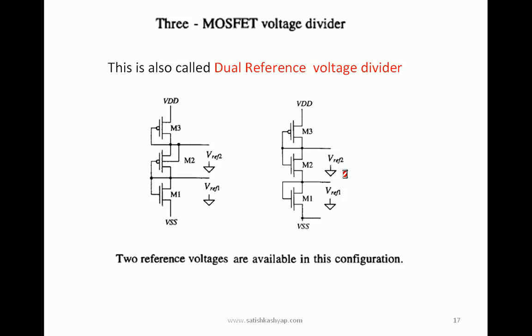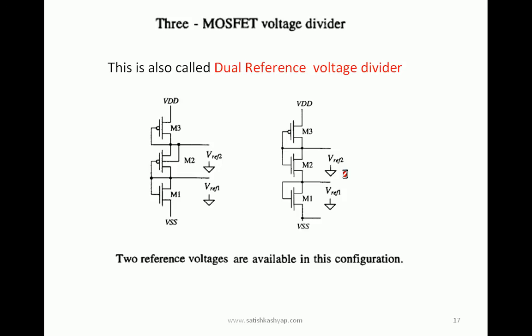This circuit shows how to get more reference voltages. Previously what we have seen is a circuit to get only one reference. Now you can get two references, three references like that. This circuit is nothing but a 3 MOSFET voltage divider, and it is also called a dual reference voltage divider. This voltage divider will give two references and it uses 3 MOSFETs.